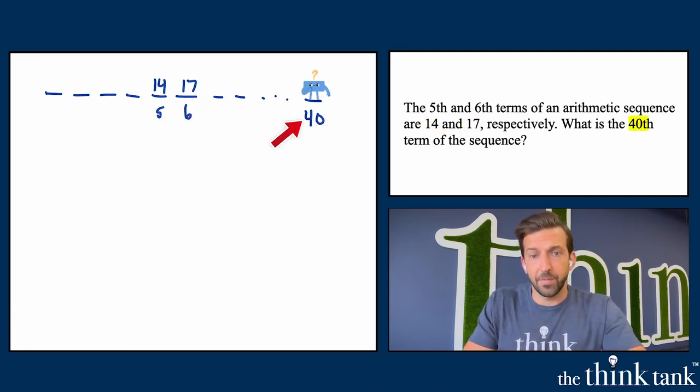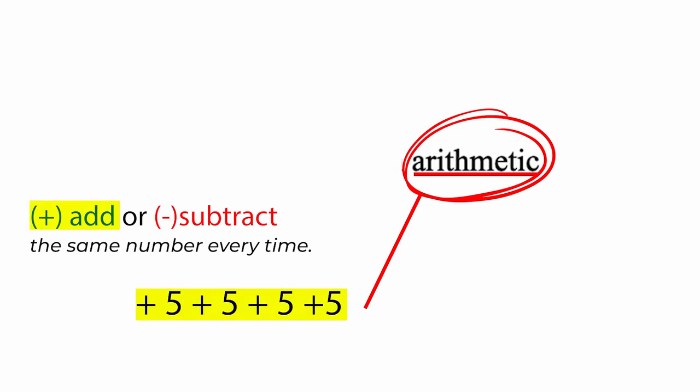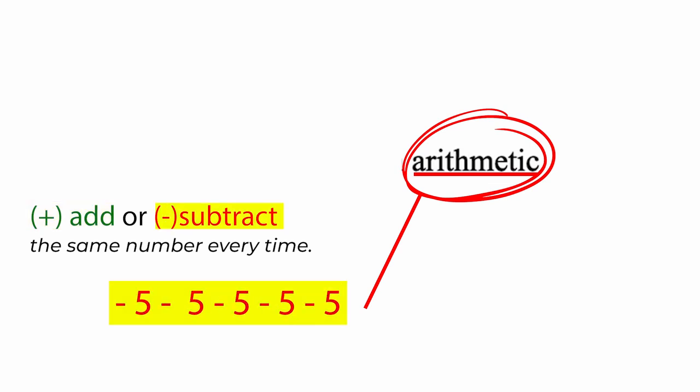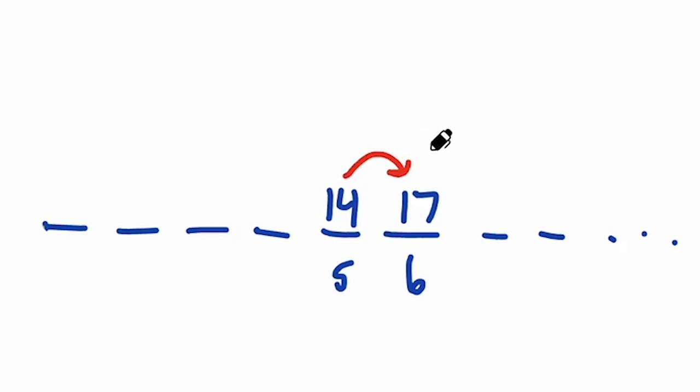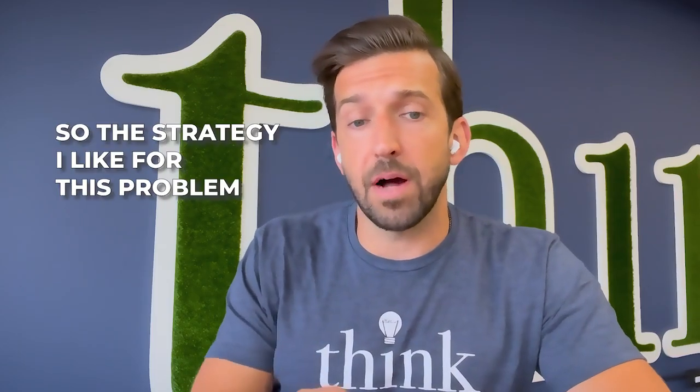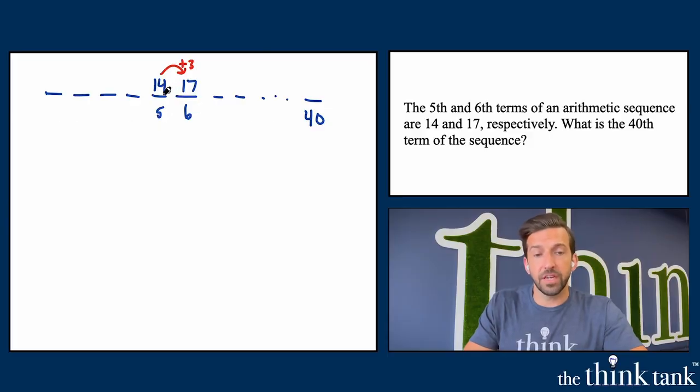How do we get there? Remember, an arithmetic sequence means we're adding or subtracting the same number every time. And very clearly in our sequence, we are adding 3 every time, right? Because 14 plus 3 gives me the 17. So the strategy I like for this problem is to say, well, let's just figure out, without using a formula, let's go back and figure out what the first term would be. And then let's see if we can come up with a method to get that 40th term without doing it the long way. I mean, we could mash buttons in our calculator and eventually get there, but you might lose track of exactly what you've done. So let's find a more elegant approach.